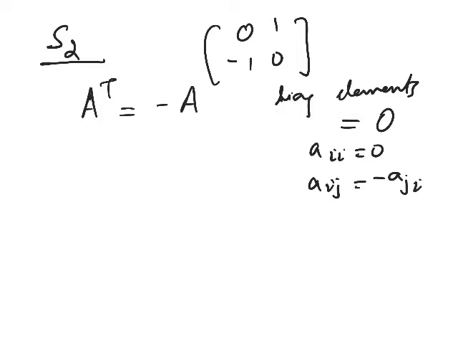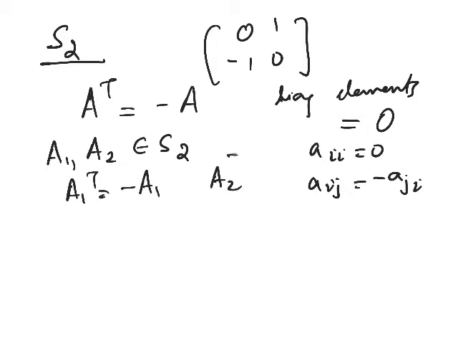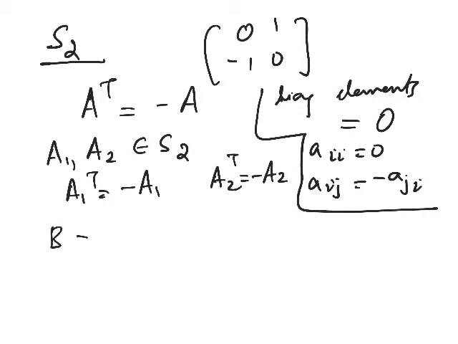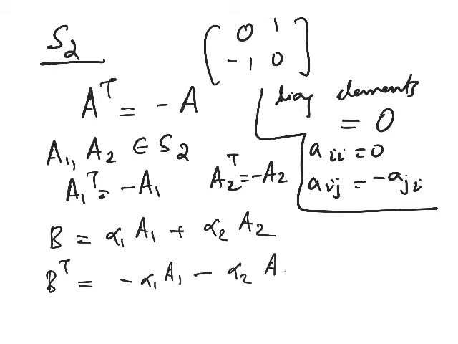So if A1 and A2 are elements of S2, you know that A1 transpose is minus A1 and A2 transpose is minus A2. Again, define B equal to alpha 1 A1 plus alpha 2 A2. Same logic: take B transpose. You will get minus alpha 1 A1 minus alpha 2 A2, which is minus B, which implies that B is an element of S2.